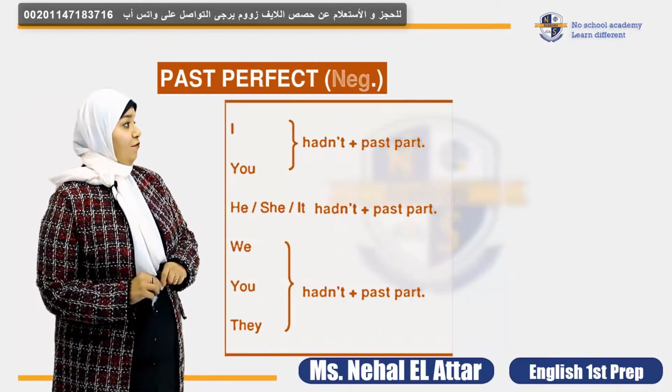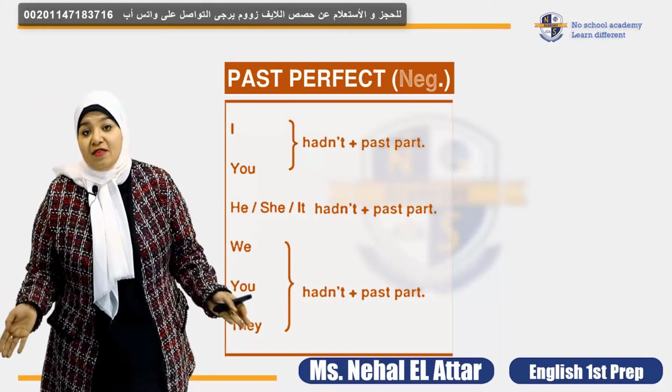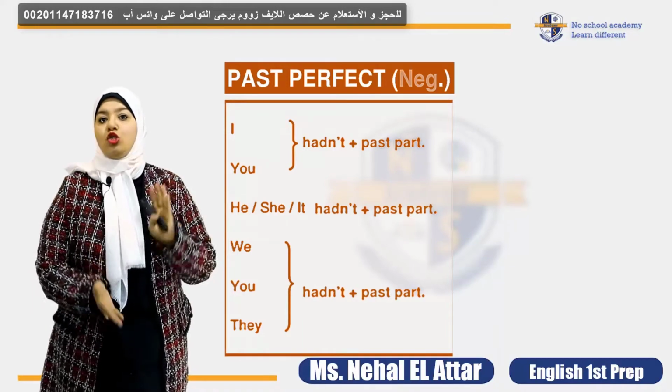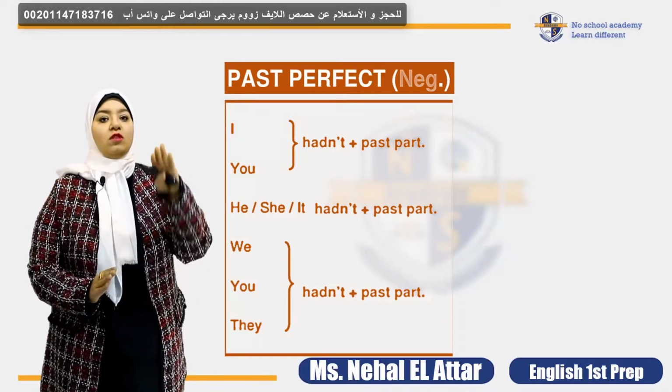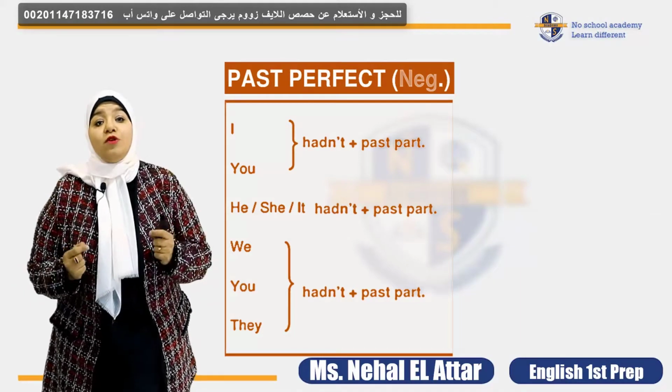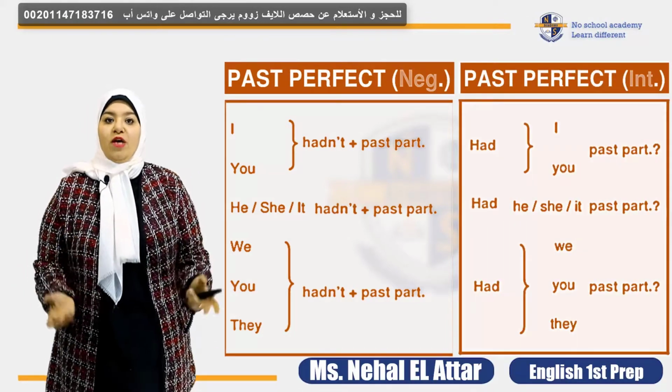What about the negative form? The had is going to be hadn't, simply, and the PP is as it is. Don't cross it, don't omit it, don't cross any letters. Hadn't plus PP. And what about the interrogative form or the question form?